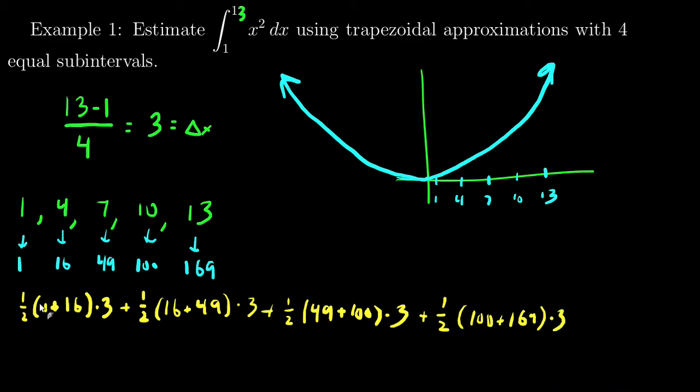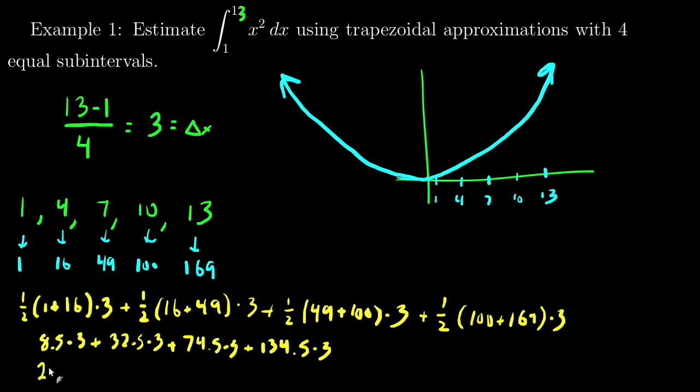Let me think this through. 1 plus 16 is 17, divided by 2 is 8.5, so I have 8.5 times 3. 16 plus 49 is 65, half of 65 is 32.5, so 32.5 times 3. 49 plus 100 is 149, half of 149 is 74.5, so I have 74.5 times 3. 100 plus 169 is 269, half of that is 134.5, so plus 134.5 times 3.